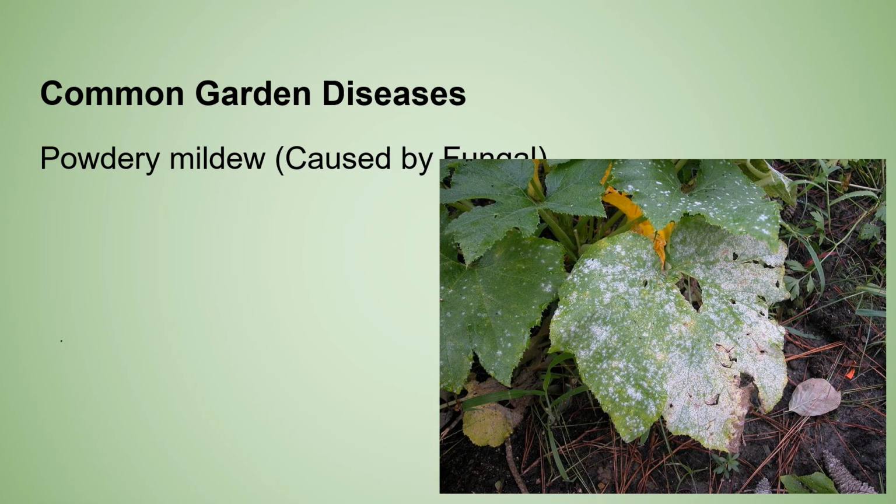Now, talking about the diseases, we have powdery mildew, and it looks like a powder on the leaves. This disease will affect the leaves' ability to produce food. If that plant is the type that bears fruits, the fruit will be very small, or the plant will have stunted growth.